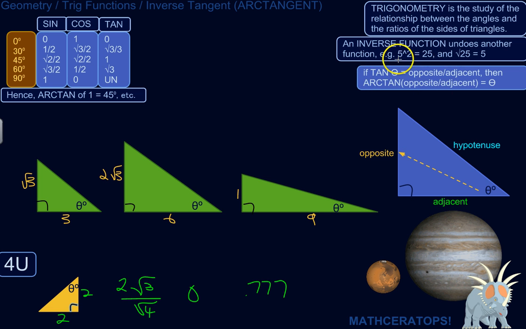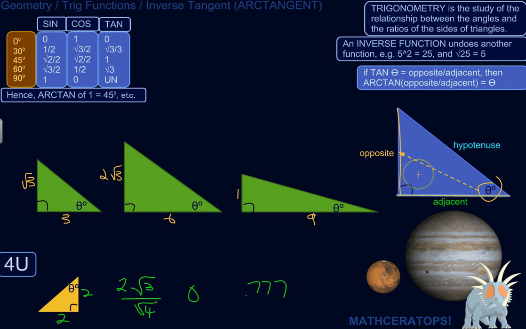So let's review first what tangent is, and actually what all of trigonometry is. Trigonometry is just the study of the relationship between angles and the ratios of sides with respect to those angles. For example, the tangent of an angle, so we've got this right triangle here. The tangent of this angle is the ratio of the length of the side opposite it over the length of the side adjacent to it. So that ratio of the opposite to the adjacent.